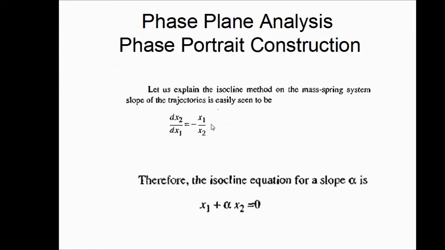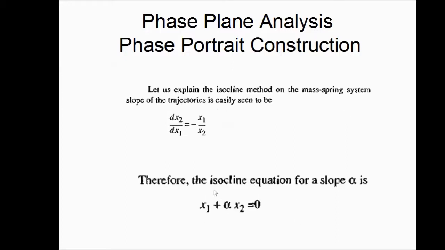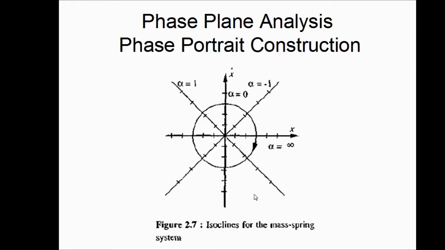So in the isocline method, we put dx2 by dx1 as alpha and couple the functions f1 and f2 as shown here. So that's what is happening here. That equation works out to be this. So for each value of alpha, I have a straight line going through the origin, and along the line, I draw tiny segments which correspond to the alpha value.